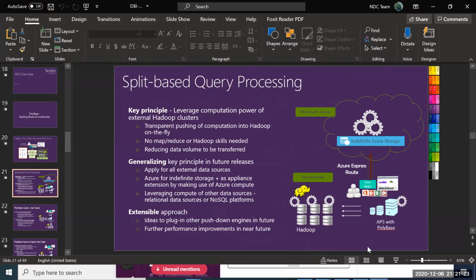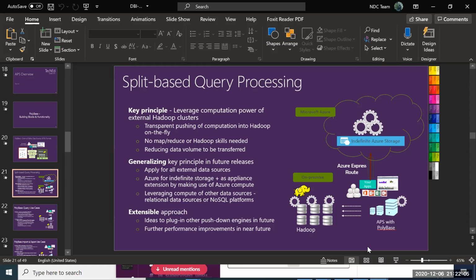If you use pure Hadoop, then you need to have knowledge of MapReduce, and if you want to do further processing, you will need to know Java. For Databricks, you need to know Spark or PySpark. The advantage of APS with Polybase is that you don't need to know any of these. You just need to know SQL and T-SQL in fundamental.